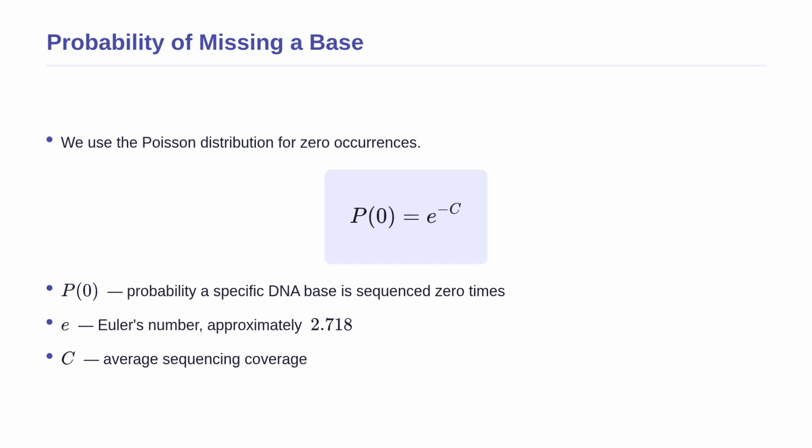Notice the negative exponent. This tells us that as our average coverage C increases, the probability of missing a base decreases exponentially. This is why scientists always aim for high coverage, like 30 or 40.